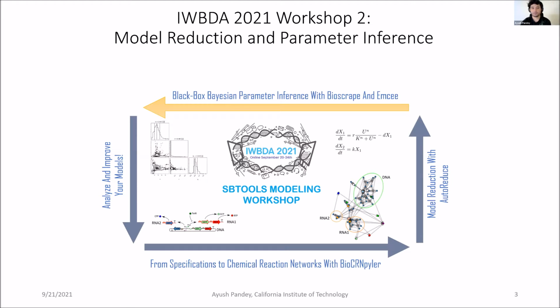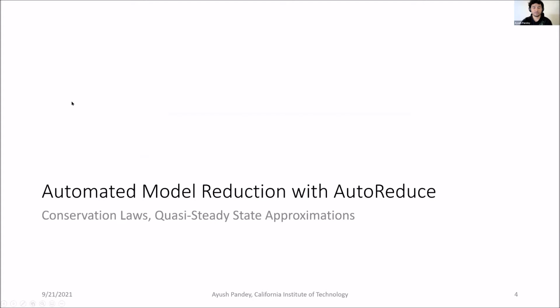And also feel free to post your questions on the chat or interrupt me anytime. So the first tool, as I said, is AutoReduce, which is an automated model reduction toolbox that can reduce your SPML model to a model of lower dimension. And to do that, the two steps that it takes is that it can implement conservation laws and quasi-steady-state approximations.